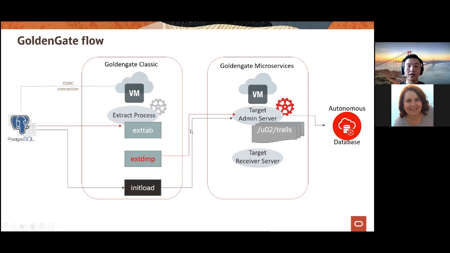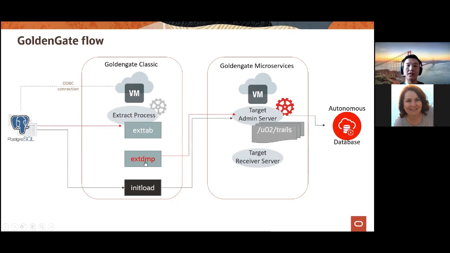Let me explain these three processes quickly. The first one, Extract. Here we will be capturing database changes from your source database, DDL, DML, any changes. These captured files are called trail files, and at this stage they are stored locally in the GoldenGate Classic machine.